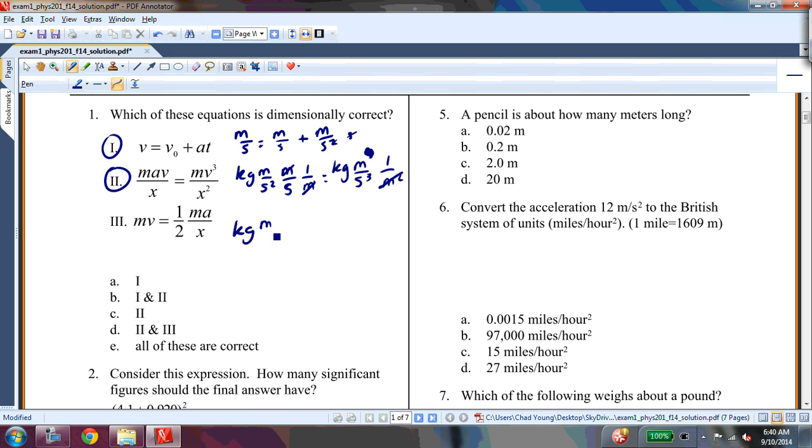Kilograms meters per second equals kilograms meters per second squared. That's m and a, 1 over meters. Let's see, these don't look so good. Kilogram meters per second, kilogram over second squared, so that's not dimensionally correct. So B is the right answer.